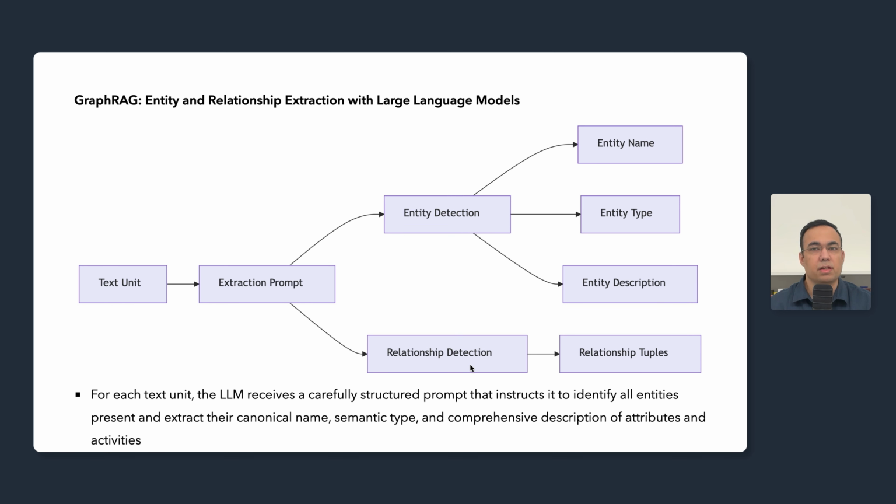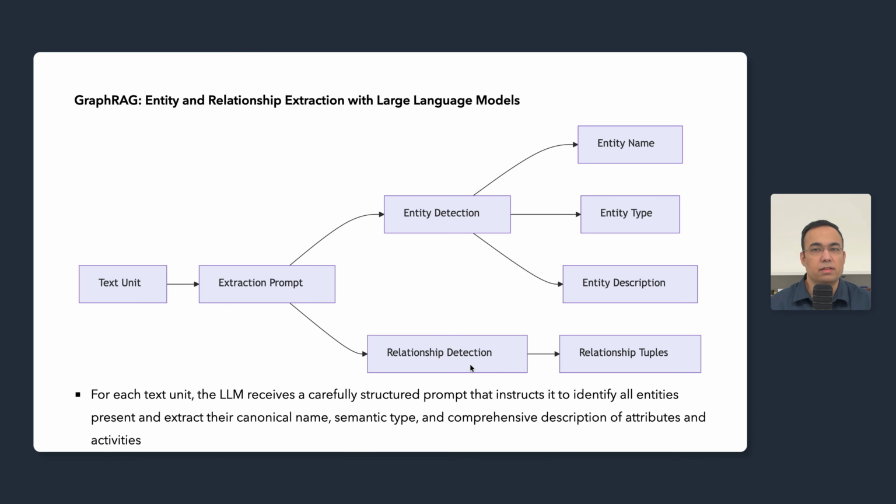The entity types can be customized for specific domains. For a general news corpus, types like person, organization, and location work well. But for a chemistry dataset, for example, you might want to add types like molecule, reaction, and pathway. For a legal documents corpus, you might want to add types like statute, case, and legal principle. Domain customization significantly improves extraction quality, and we'll discuss this more in the next section.